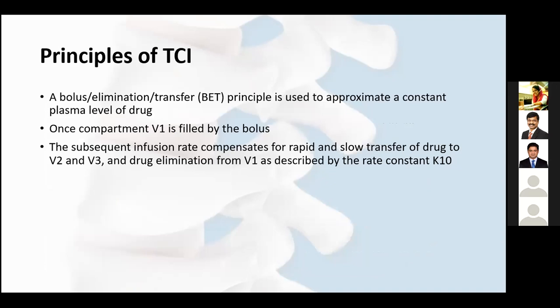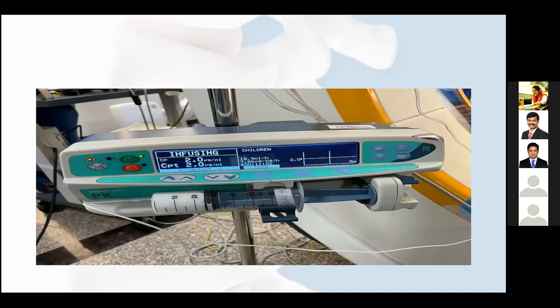So the principle of TCI is that a bolus, elimination, and transfer principle is used to approximate a constant plasma level of drug. Once the compartment B1, which is the central compartment, is filled by the bolus, the subsequent infusion rate compensates for rapid and slow transfer of drug to B2 and B3 respectively, and drug elimination from B1 as described by rate constant K10. So this is the TCI pump which we use in our institute.